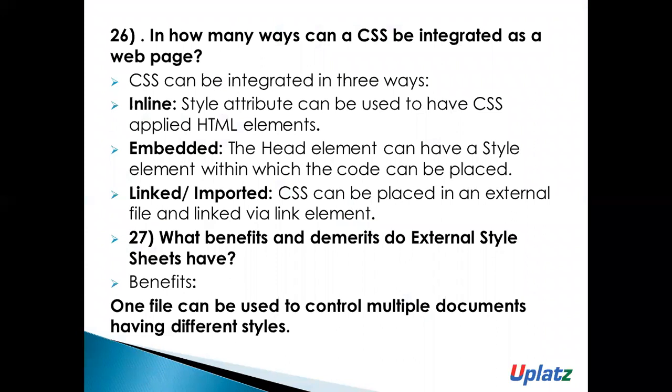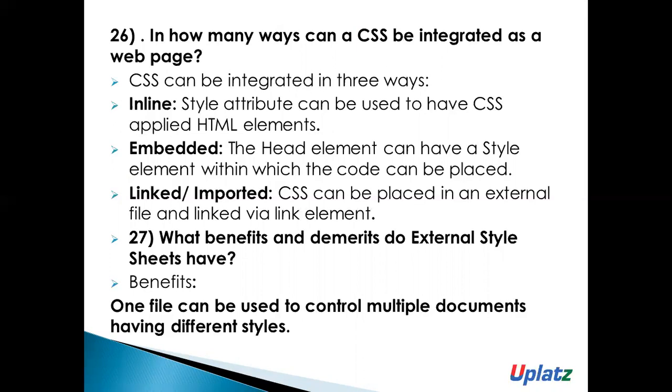Next question would be, in how many ways can we add CSS to a web page? Inline, embedded, and linked. Inline is an attribute used to apply CSS to HTML elements. Embedded is where the head element can have a style element within it, and the code can be placed there. Linked is where CSS can be placed in an external file and you can link it via the link element.